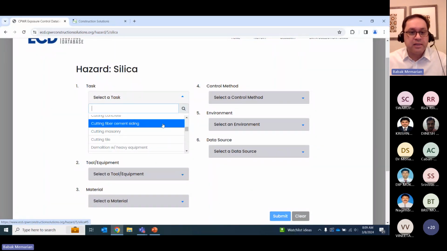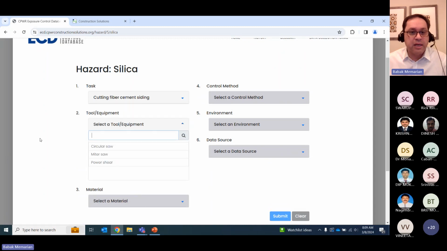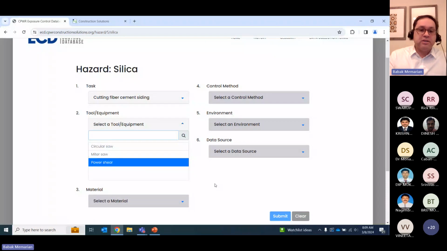Let's select cutting fiber cement siding as a task. So we see a list of tools used. And just to clarify, the tasks and tools are the ones that we were able to find from different sources. You might have a task or a tool for your operation that is not listed here. We might add that later. The reason that you don't see them here is because we were not able to find data. So whatever we have here is based on data availability.